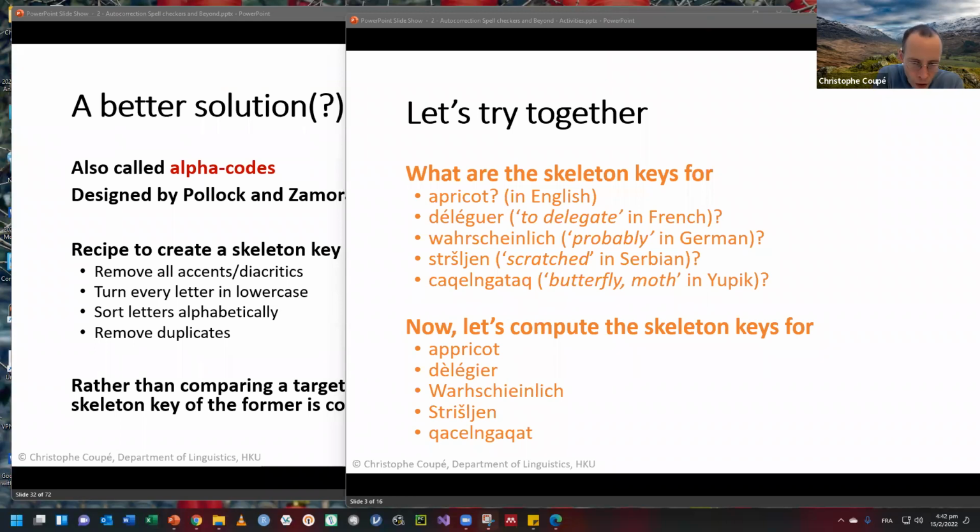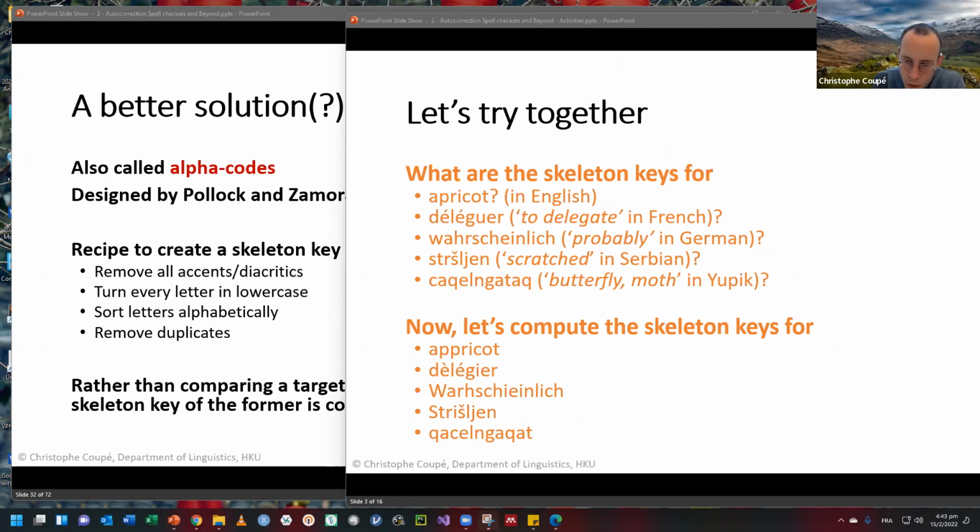And then we could try other words, like we could try the last one. What if we have this one? So that's the one, the last one on the slide. Is it the same skeleton key as the first one or not? Okay. So these two words, if you compare them, you see that the letters are not ordered in the same way. But because you sort letters alphabetically when you compute a skeleton key, you end up with the same skeleton key for the two forms.